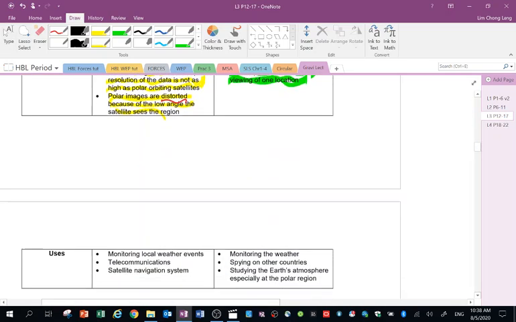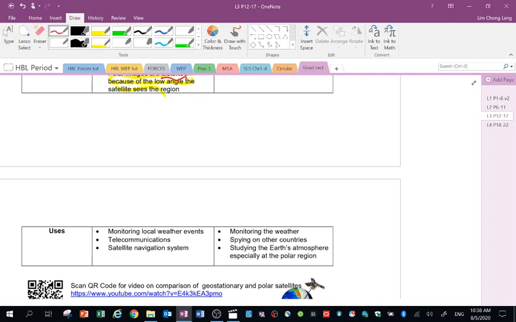More importantly, you have to focus on the users of the satellite. This is the important part of the comparison. You must know that geostationary satellite is actually used to monitor local weather events, telecommunications, satellite navigation system. You heard about the GPS, okay? GPS system for vehicles. So it's using the geostationary satellite to do that. For polar satellite, we use it to monitor weather, spying other countries, and study the Earth's atmosphere, right?